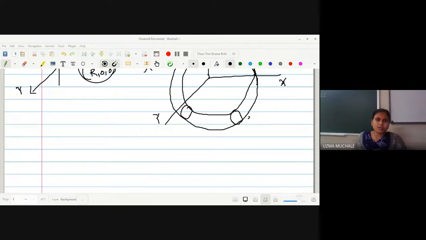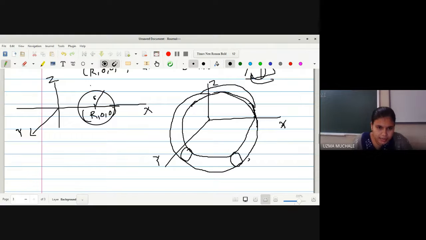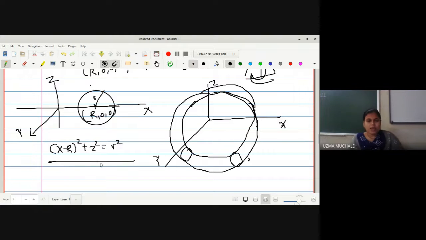So for the curve, we have a circle in the xz plane. If I say this is a circle in the xz plane, the center is at R now on the x axis. So can I write this as (x minus R) square plus z square equals small r square? This is the equation of a circle in the xz plane for this case. Is it okay?